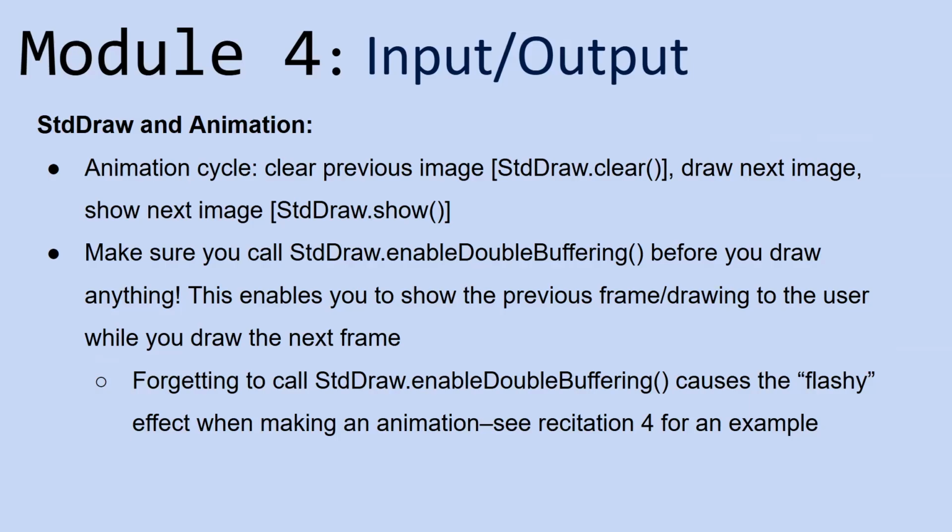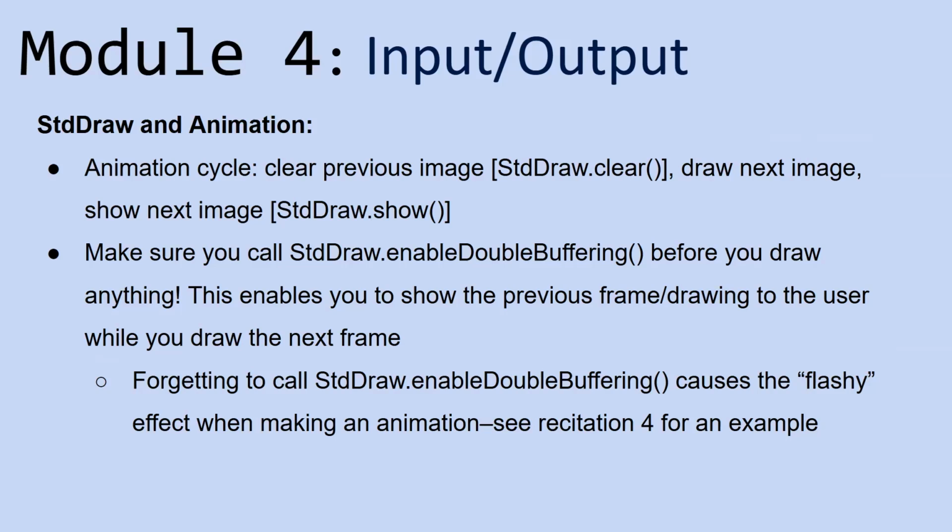And that is what enables you to actually have a separate frame that you show to the user and another frame that you're drawing, what you want to show to the user next. And then when you call StdDraw.show, you show the frame that you just drew to the user, and then you call StdDraw.clear, and then you're able to draw the next frame that you're going to show to the user.